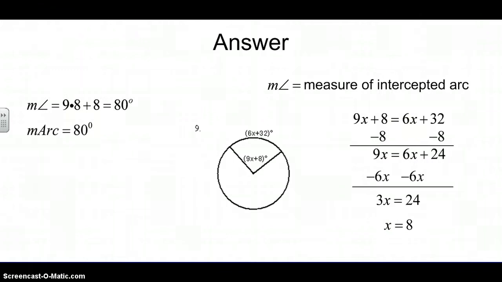Now, you can see that I set up my equation so that the angle is equal to the arc. And then I just solved by subtracting 8 from both sides. And then I subtracted 6x from both sides. And then finally I divided by 3 to get that x is equal to 8. To find the measure of the angle and the measure of the arc, I substituted back in the 8. And I found that the measure of my angle was 80 degrees. I could have also substituted it into the formula for the arc and gotten 80 degrees as well. If I got something different, it would mean that I did something wrong in my algebra. So they should both be 80.